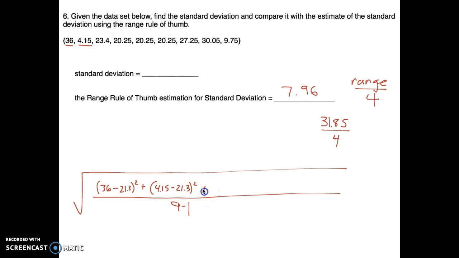But we have to continue on and do all of this until we get to the last one, which is the 9.75 minus the 21.3 squared. So that's all the work for the standard deviation. So it takes a while.